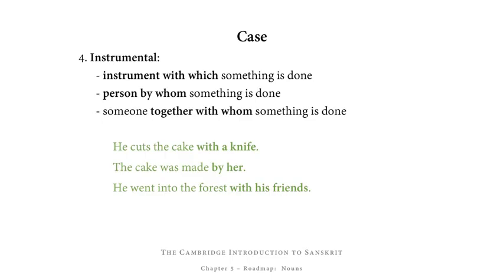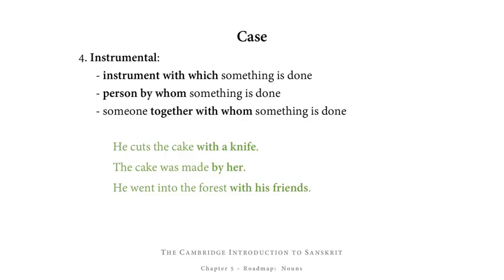Secondly, the instrumental refers to the person by whom something is done. So, for example, the cake was made by her. In a way, you could say that she is an animate or a living instrument by means of which or by whom something is done. So the cake was made by her. By her would also be an instrumental.